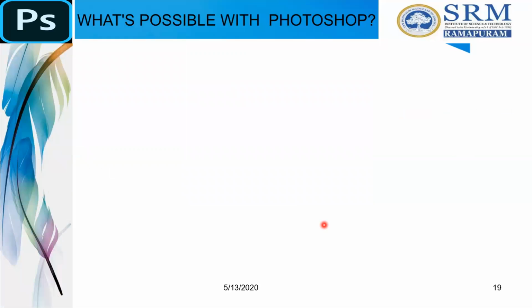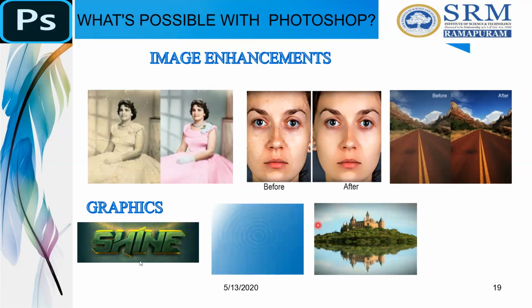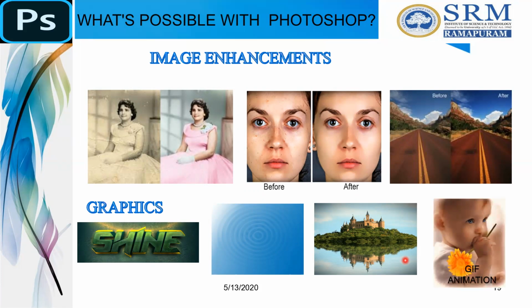So what's possible with Photoshop? You can perform image enhancements, you can perform graphics like text graphics, ripple effect, reflection. This is restoration, and what you see here is image manipulations, enhancements. Not only that, you can create GIF images using Photoshop. This is with your images.